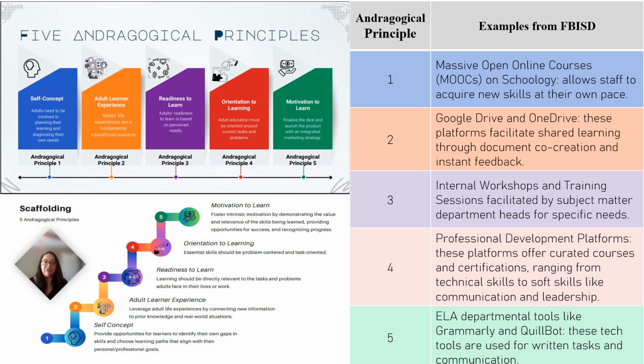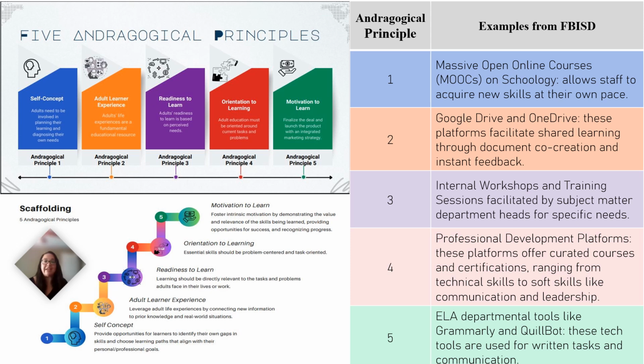motivation to learn. The 5 andragogical principles and their application to scaffolding essential skills are: number 1, self-concept. Adult learners are self-directing. They need to be involved in planning their learning and diagnosing their own needs. To scaffold essential skills, this means providing opportunities for learners to identify their own skill gaps and choose learning paths that align with their personal and professional goals. This fosters a sense of ownership and responsibility for their learning.